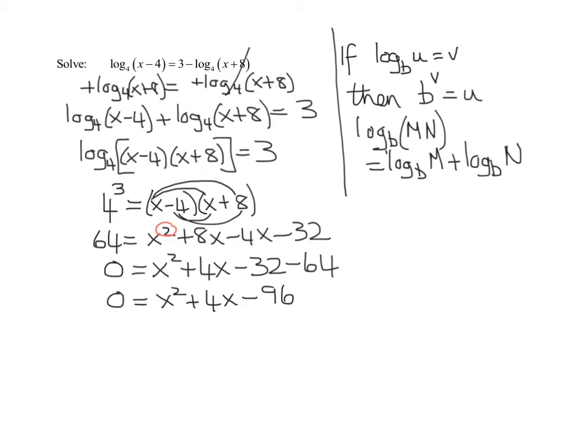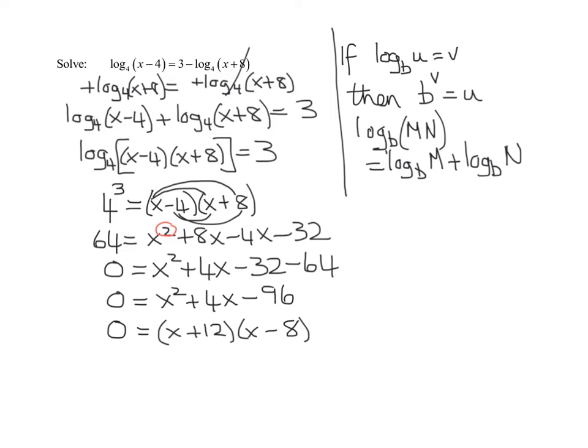So hopefully this one factors. Since I have a 1x squared here, I know I'm going to have an x and an x. And I need two numbers that multiply to negative 96 and add to 4. I think that's going to be 12 and minus 8. Quickly you can check it: x squared minus 8x plus 12x gives me plus 4x, and 12 times negative 8 gives me negative 96.